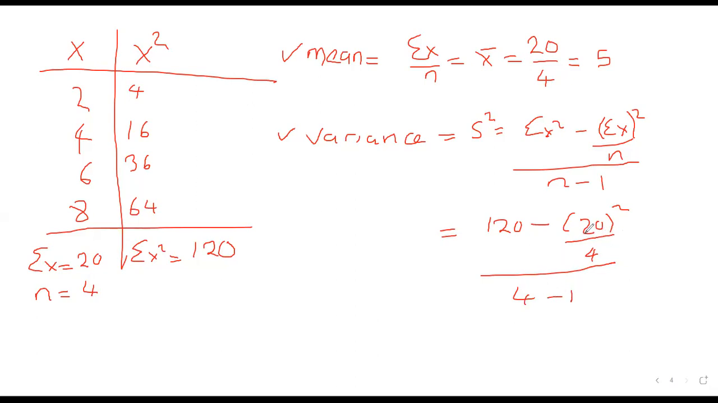So 20 squared is simply 20 times 20 divided by 4. So one of the 20 will be what? A 5. 5 times 20 is 100. So this one here will give us 100. So 120 minus 100, we get 20. Then 4 minus 1, we get a 3. So when you divide this, our variance becomes what? 6.667.